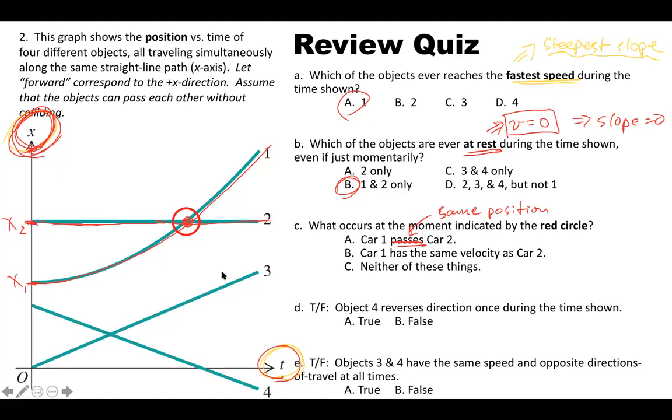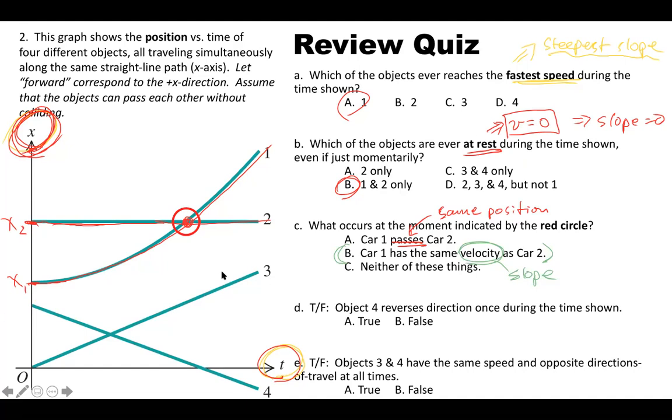What if we imagine this next option here? Car 1 has the same velocity as car 2. Well, where do we get velocity on this graph? Velocity would have to be the slope. Okay. Are there any of the 4 graphs that have the same slope at the same time on this graph?